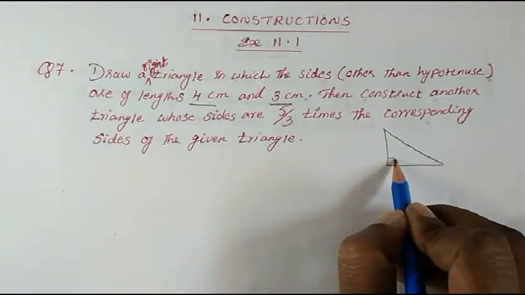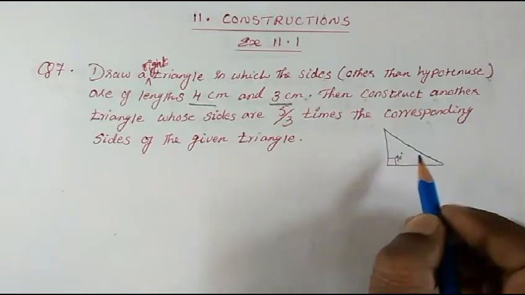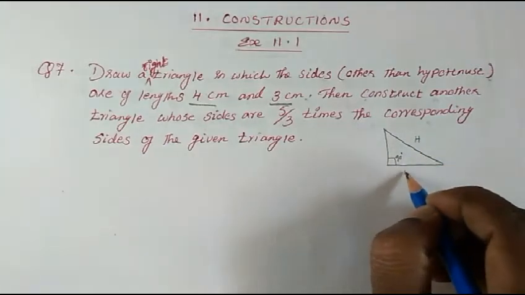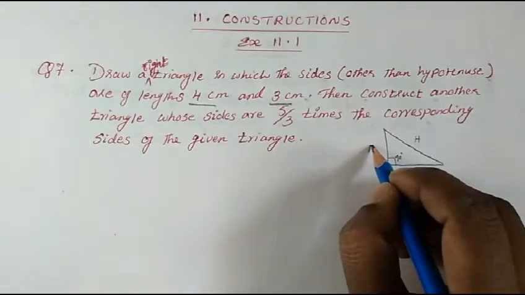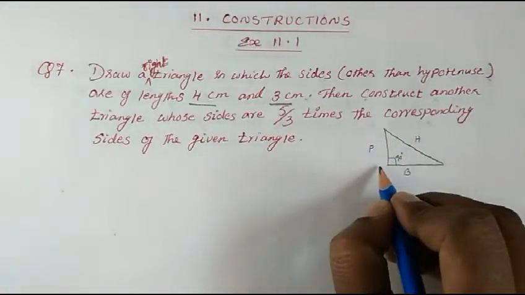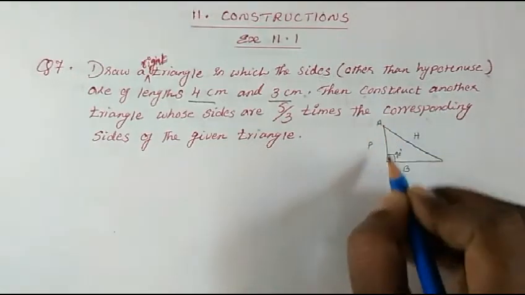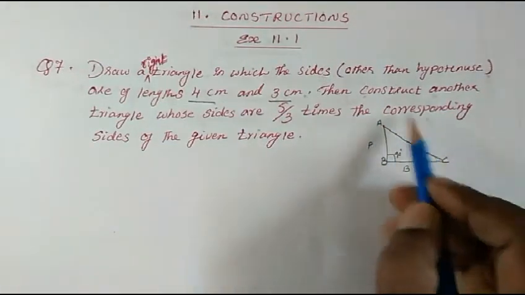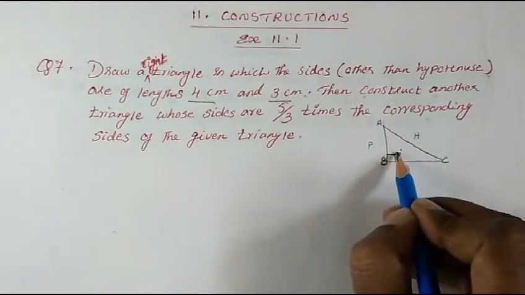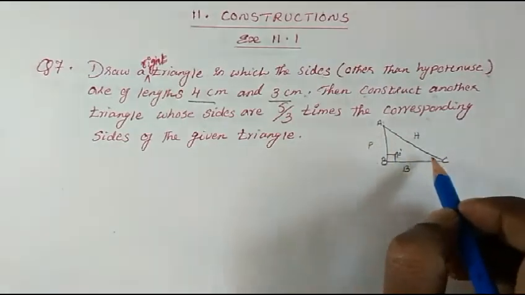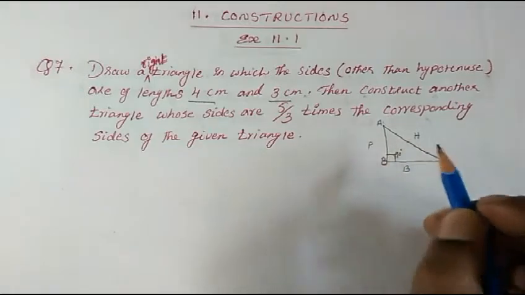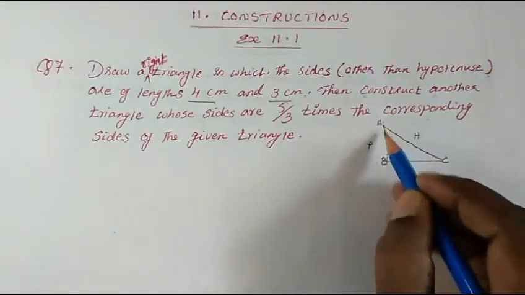Right triangle means this is of 90 degree, and opposite to 90 degree we call it hypotenuse, then this we call it base, and then we call it perpendicular. So we can name it A, B, C. So this is a right triangle ABC. Right triangle means it is 90 degree and the other two angles will be less than 90 degree, acute angles. So opposite to 90 degree we call it hypotenuse, then base, then perpendicular.